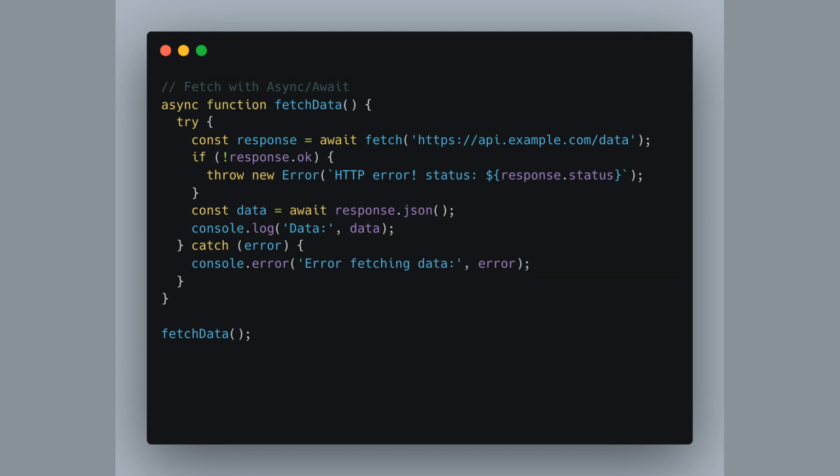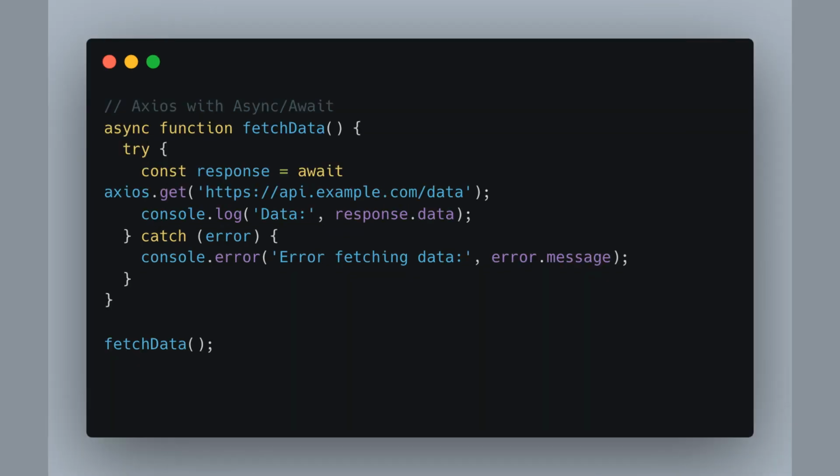If not, we throw an error. Next, we await the parsing of the response to JSON. This async/await pattern greatly simplifies handling promises, leading to more straightforward error handling with the try-catch block, making our code less cluttered and more intuitive.